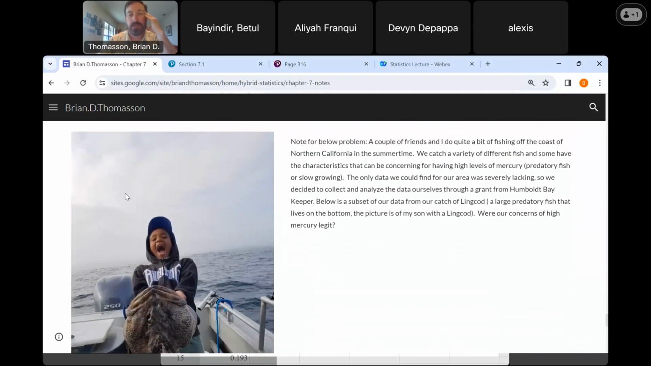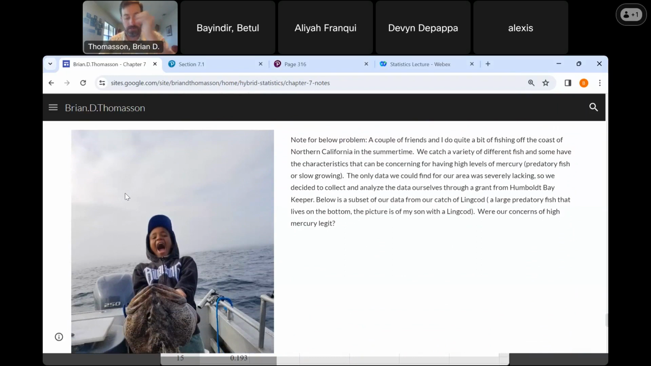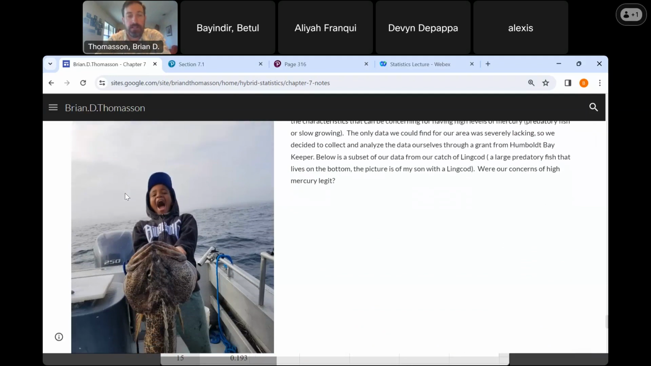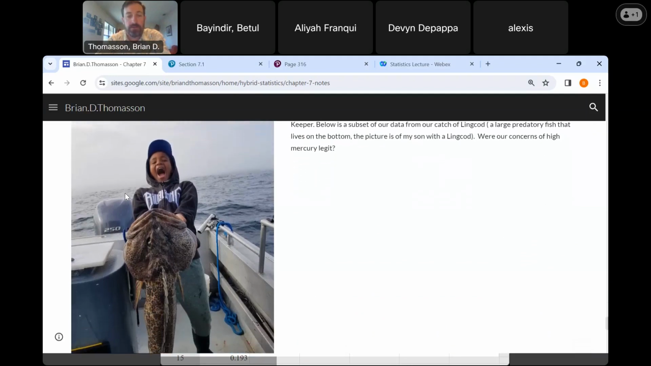Now, this next problem is something that entered into my personal life, and I want to show you how using these confidence intervals can help with problems that we do see. So I talked a little bit about a fish survey that my friends and I did in California a few years ago. One of the fish we were catching was these lingcod. That's my little guy with a pretty big lingcod. Obviously, they get pretty good size.